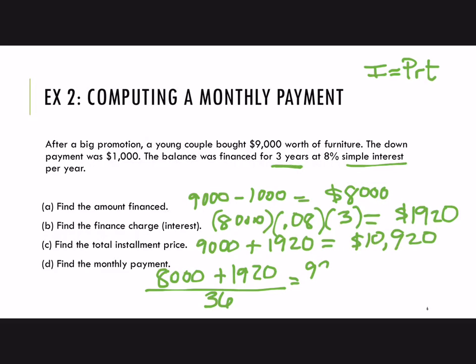Okay, so that's 9,920 divided by 36. And their monthly payment is about $275.56.